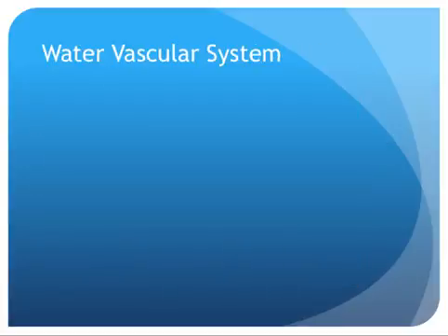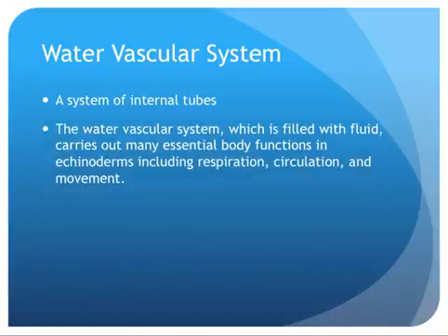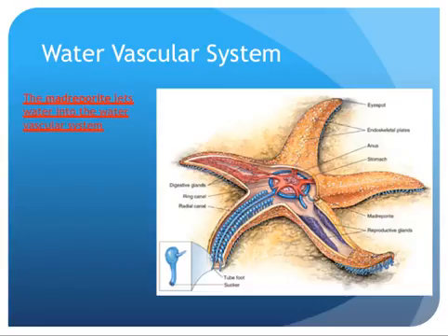Now, all echinoderms are characterized by the water vascular system. It's a system of internal tubes, and it's filled with fluid, some of which is seawater that they pull from their surroundings, and it carries out many of their essential body functions, including respiration, circulation, and movement. So it's a very important system in echinoderms, and all echinoderms have it.